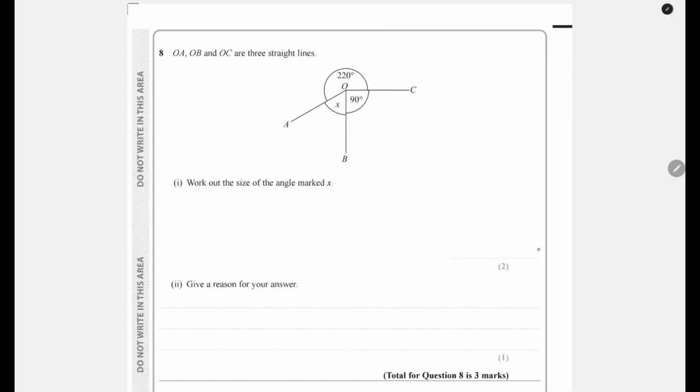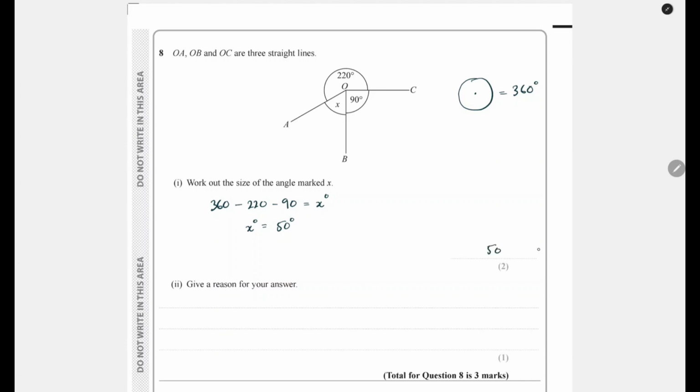Question 8 says OA, OB, and OC are 3 straight lines. Work out the size of the angle marked X. Well, we can see that all these angles are around a point. And so the angles around the point add up to 360 degrees. And so we can say 360 minus 220 minus 90 will give us angle X. And so angle X is equal to 50 degrees.